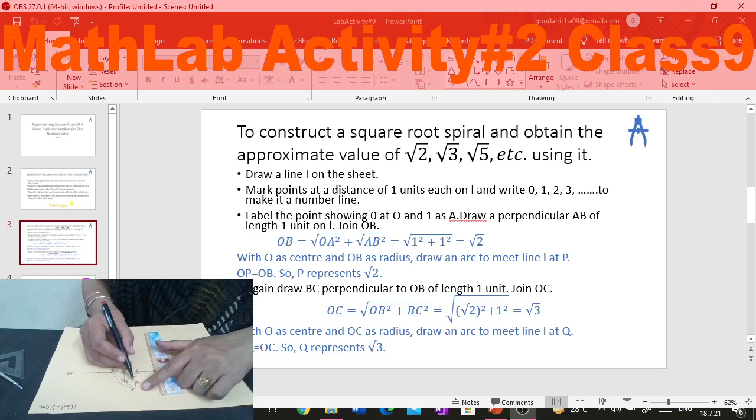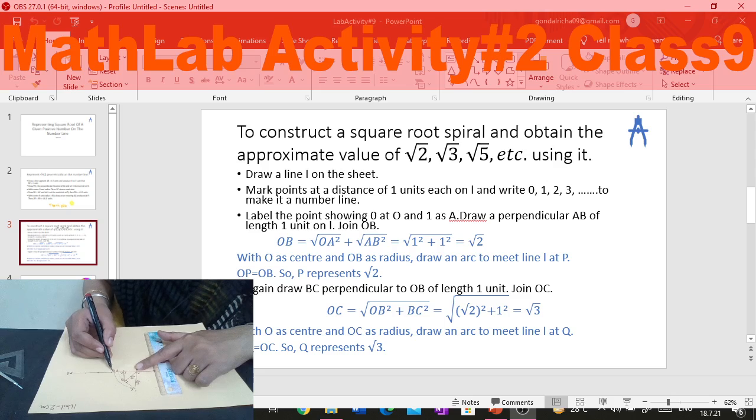Now this OC is equal to OQ because these are the radii of the same arc. CQ is the arc, and OC and OQ are the radii of the same arc. So these are equal in length. So if OC is root 3, according to the Pythagoras theorem in this right angle triangle OBC, then OC is also equal to OQ. So OQ is also root 3. So this is how we are getting the approximate length of root 3 on the number line.